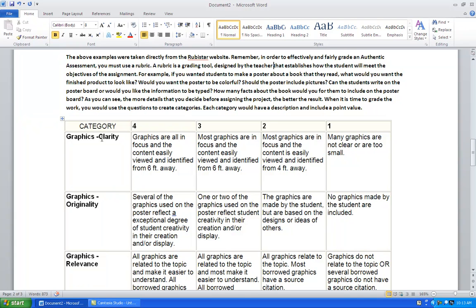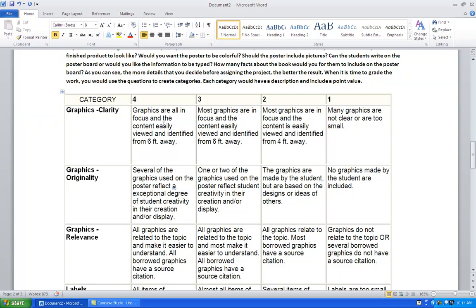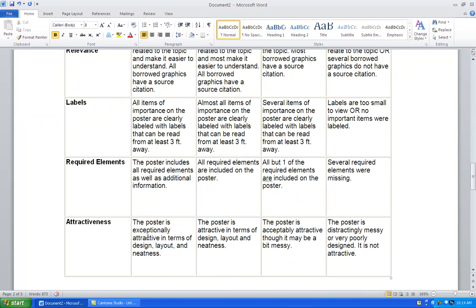And then also, you can weight categories, which means if you really think the most important thing about this poster is that the required elements are included. So if required elements means, for example, that they talk about 5 or 6 topics related to the book, then you can actually put more emphasis on this category. So instead of only being worth 4 points, maybe you times it by 2. So once you grade the assignment, then this actually is worth 8 points for a maximum instead of 4 points. And you can even indicate that on the rubric for students to see.